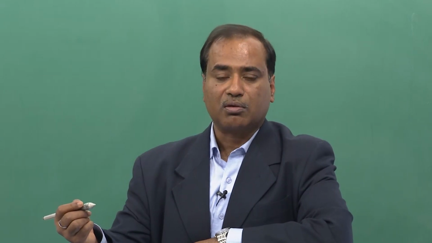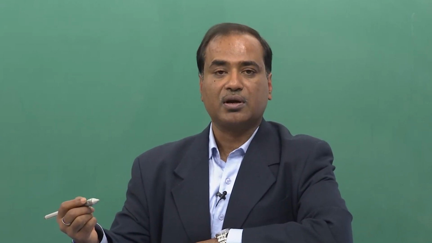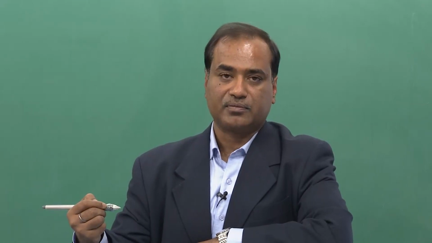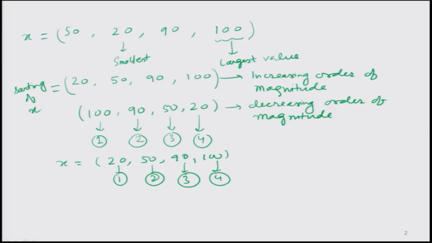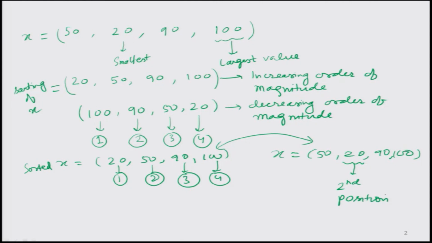So, when we say that we want to order the data, that means we need to know the order value of a particular value inside the vector. For example, this is the sorted data and this is the original data 50, 20, 90 and 100. Now, if you compare the two, what happens here? Here the 20 is coming at the second position in the original vector, but the order of 20 is 1.